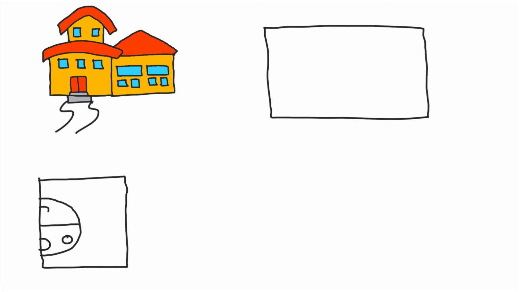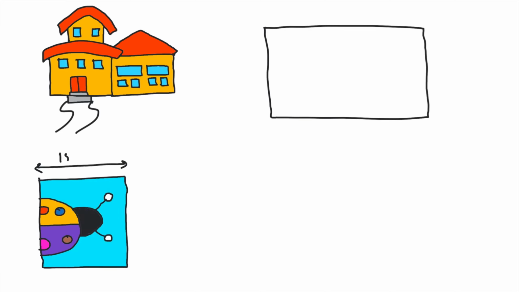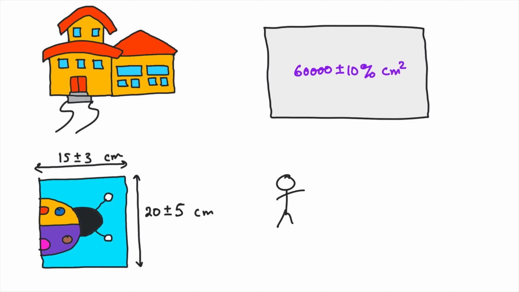The work done by the students have a width of 15 plus or minus 3 centimeters and a height of 20 plus or minus 5 centimeters. Mr. S has told students that the size of the school wall is 60,000 plus or minus 10% centimeters squared. Robo wonders how many student work can go on the wall. Robo also wonders what it means to have an uncertainty represented by a percentage.